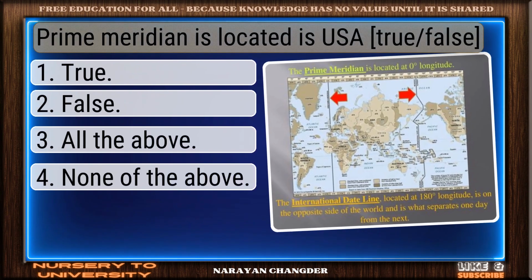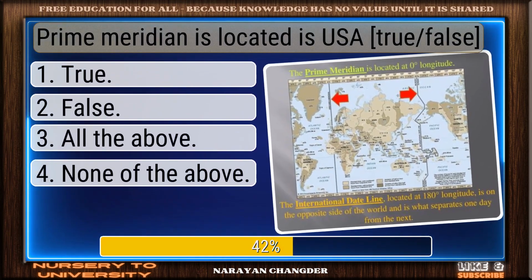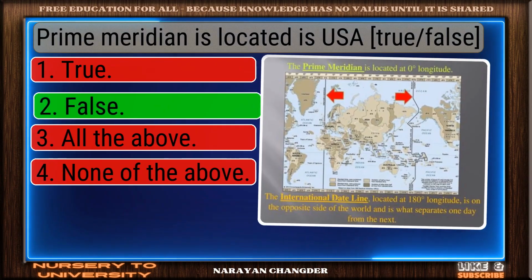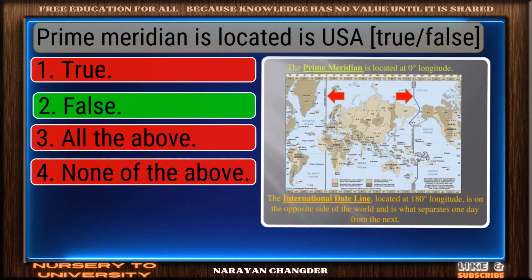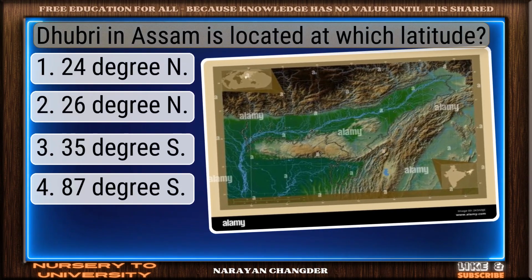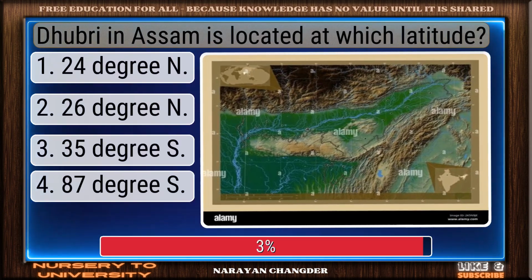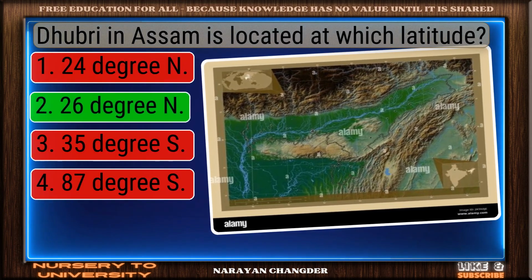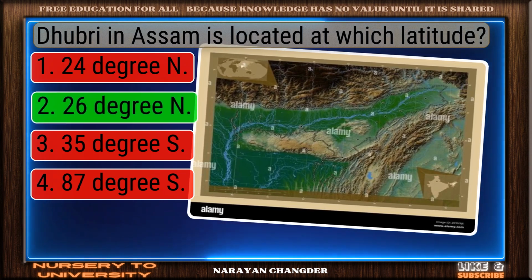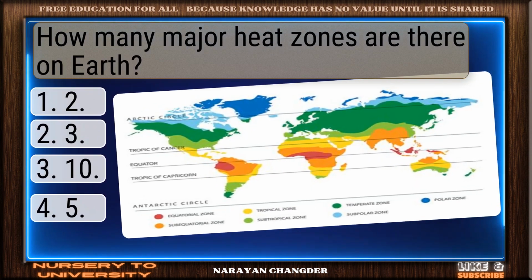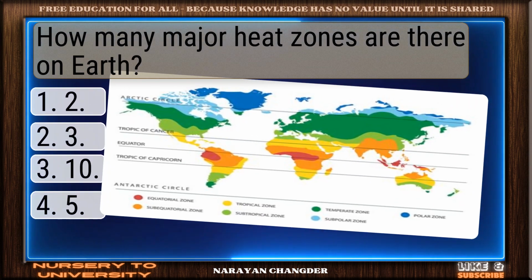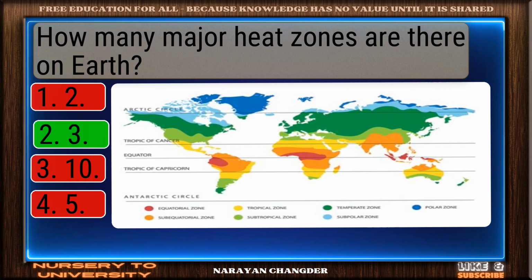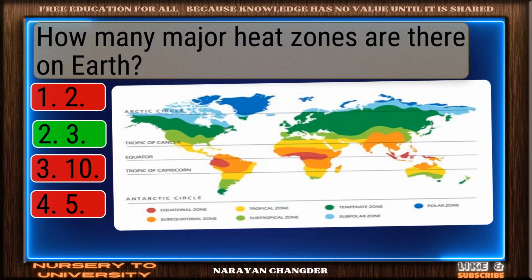Prime meridian is located in USA. Nice work. You chose false, and it is correct. Dhubri in Assam is located at which latitude? Nice selection. 26 degrees N is the correct and valid answer. How many major heat zones are there on Earth? Correct. 3 is the right answer.